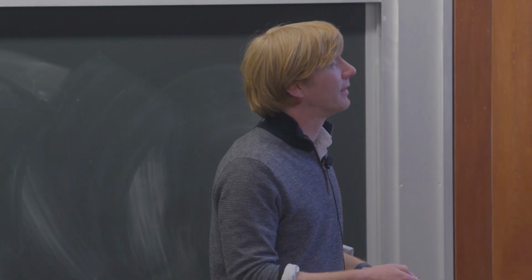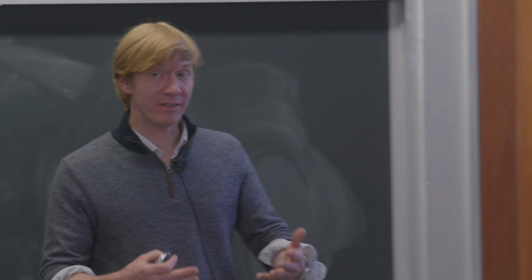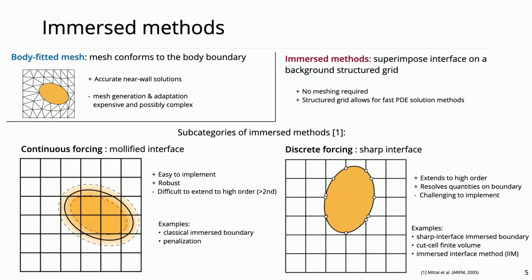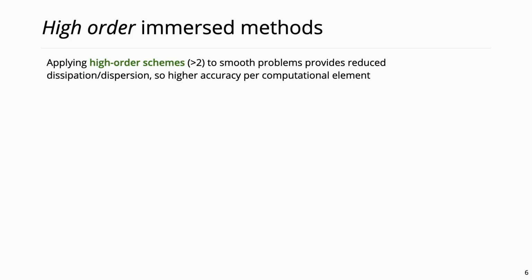You can resolve quantities that live on the boundary, but it's challenging to implement, especially when you go for higher order accuracy. And there are some examples in the literature, like the sharp interface immersed boundary, cut cell finite volume, and also the immersed interface method. So why do we think about going higher than second order?